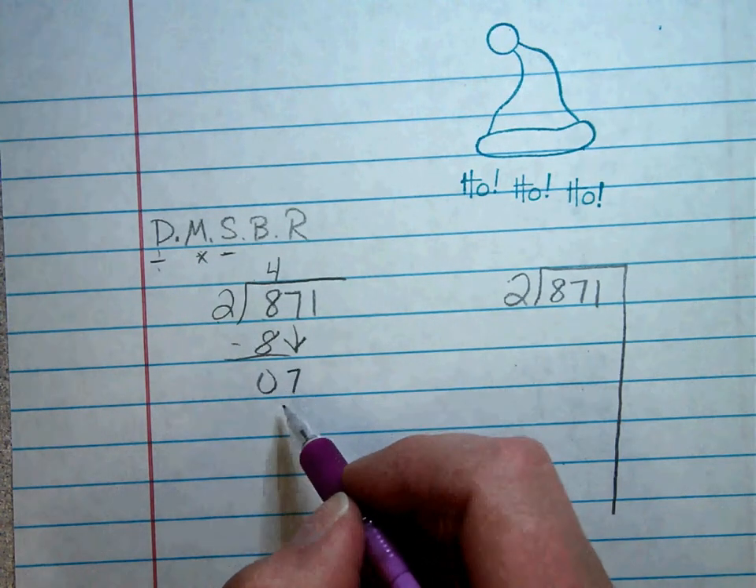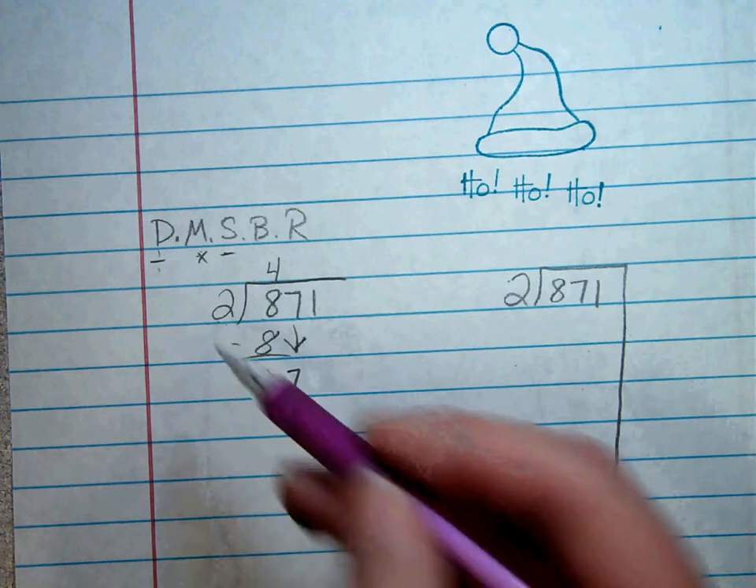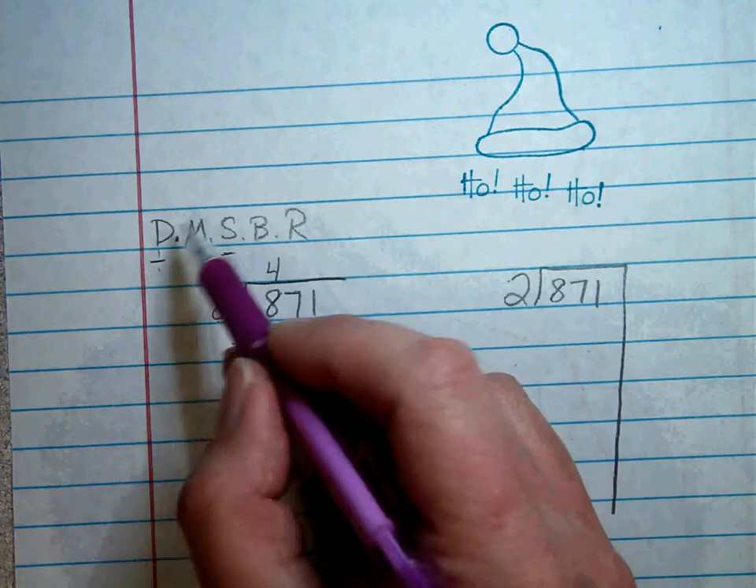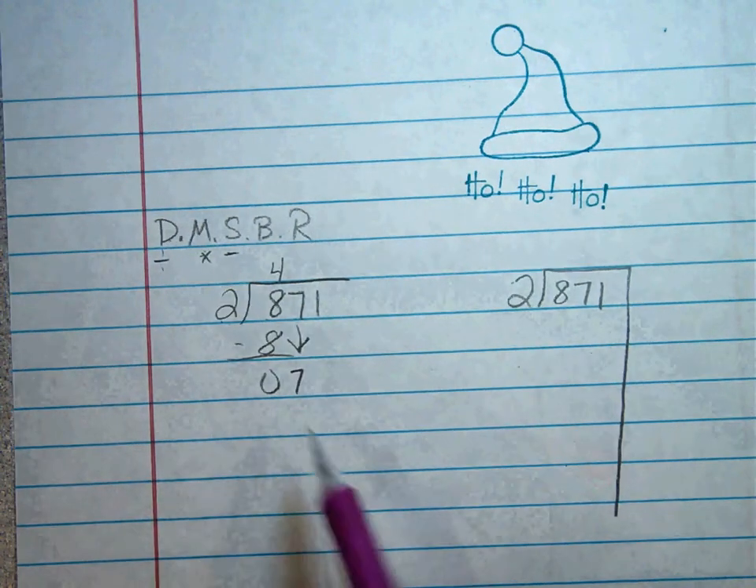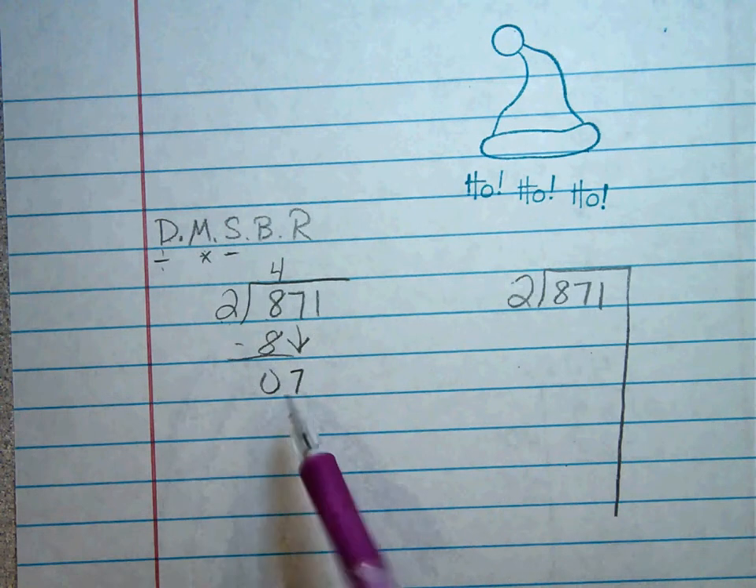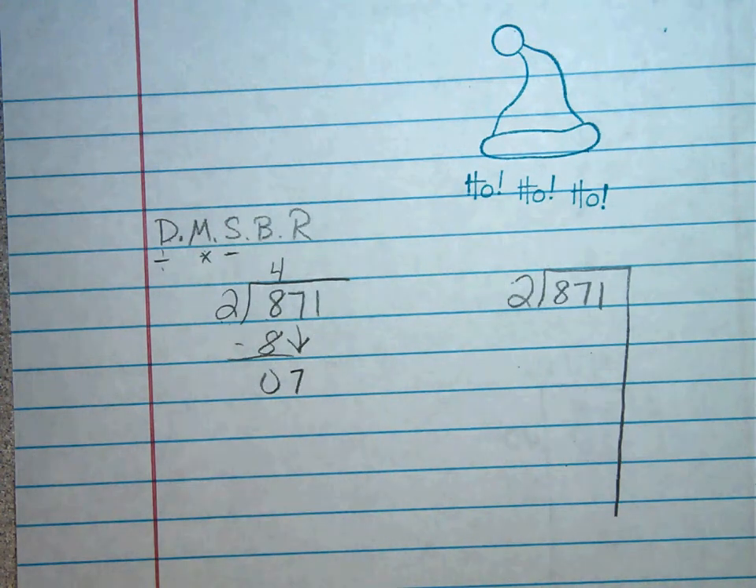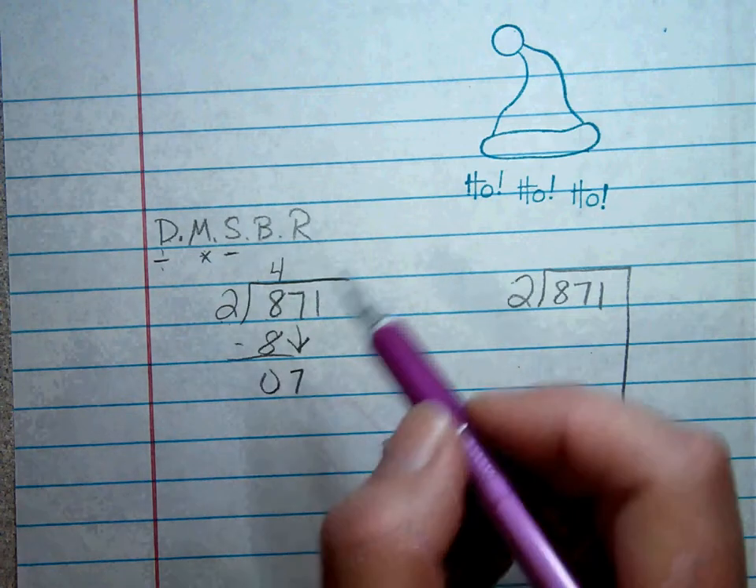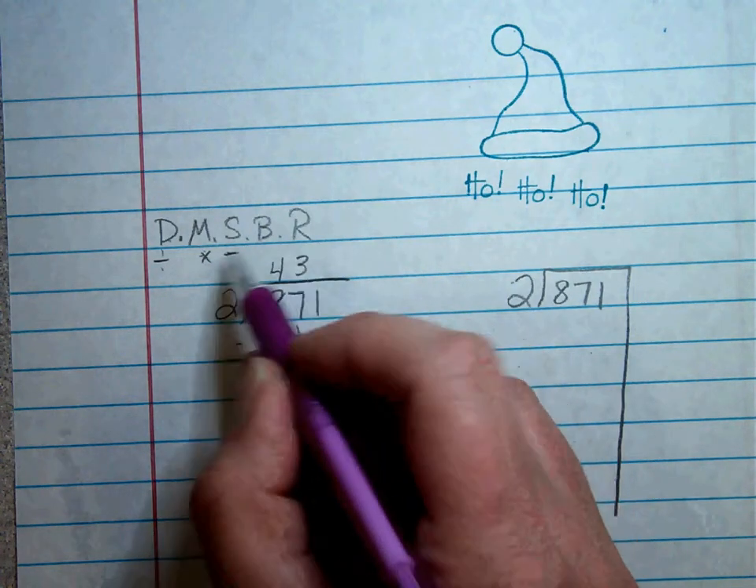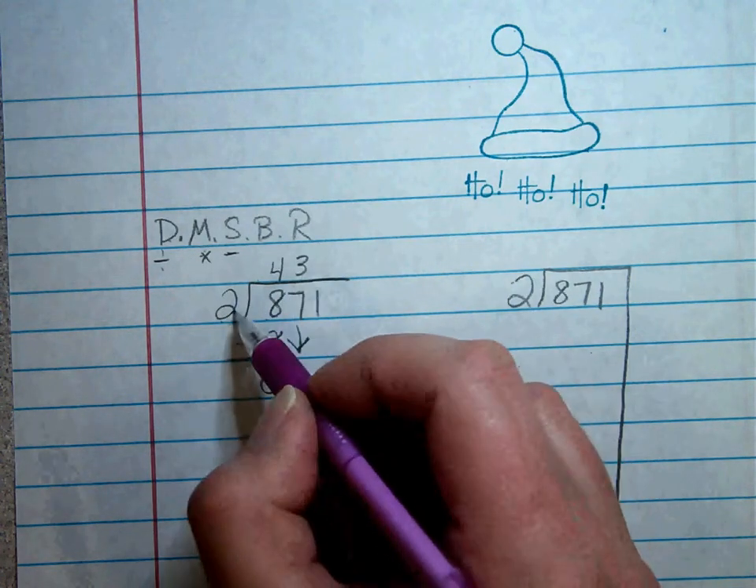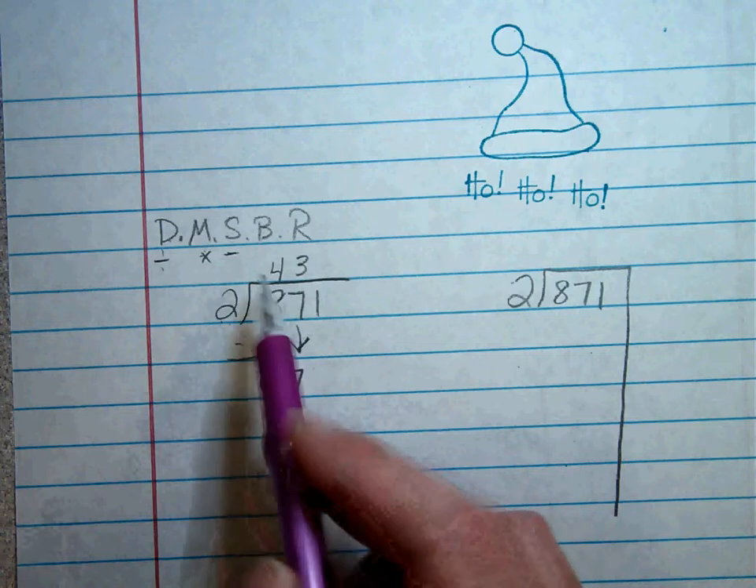7 cannot be our remainder because it's larger than the divisor. So we need to repeat the steps. We're going back to the division step. How many times will 7 go into two groups? How close can we get, Tyler? 3 times. We put our answer above the 7. We go to the multiplication step. 3 times 2 is 6. We're now at the subtraction step.